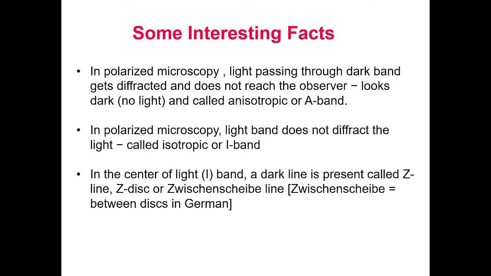That dark band is also called the anisotropic band. A stands for anisotropic band. While in the light band, when the light goes through that band, it does not get diffracted, and that's why we see the light band there, so it is called the isotropic band, and that's why the name I band. So the A band is anisotropic and the I band is isotropic. Now, in the center of the I band, which is a light band, we see one dark line, and that is called the Z line or Z disc.